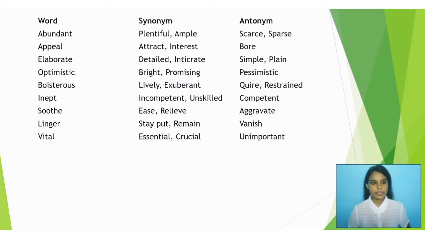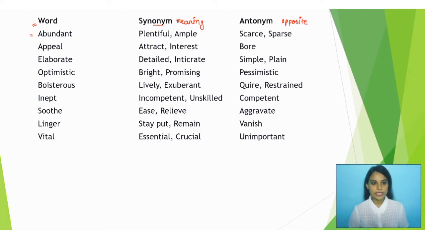So as you can see here, it's the word which is given. And what do you understand by synonyms? Synonyms means kind of a word having a similar meaning. And what about antonym? Antonym means just the opposite of the word. So let's get to see the words.